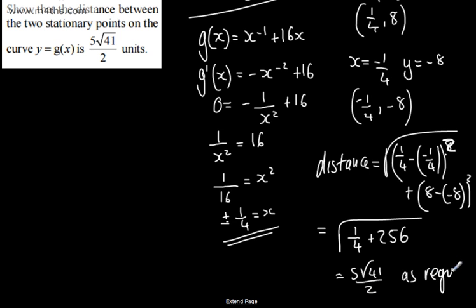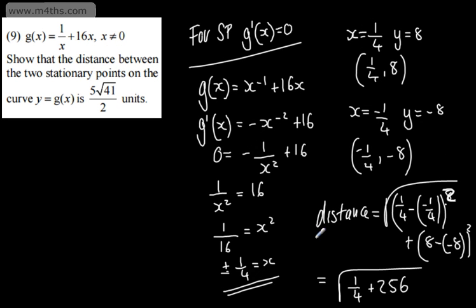So all I've done is simply found the stationary points by setting the derivative equal to 0, finding the x and y coordinates, and then going ahead and plugging them into the distance formula and going from there. x can't be equal to 0 in this one quite clearly because we can't have division by 0, it's undefined. But that's a nice question. All we're doing is looking at those stationary points.